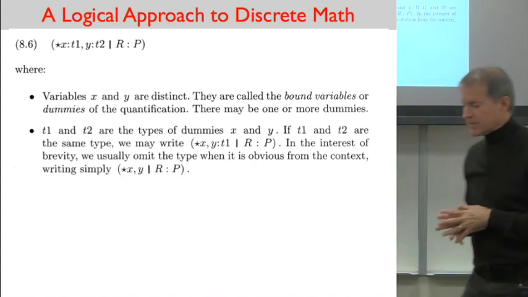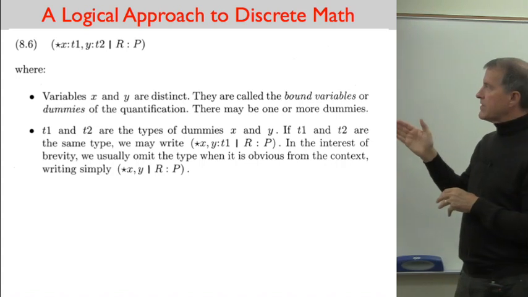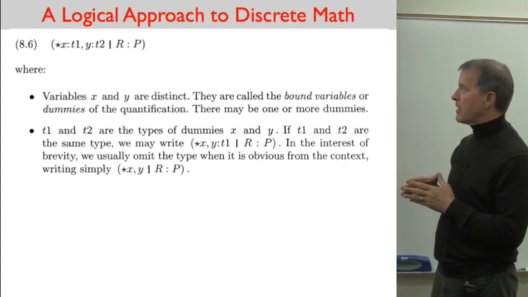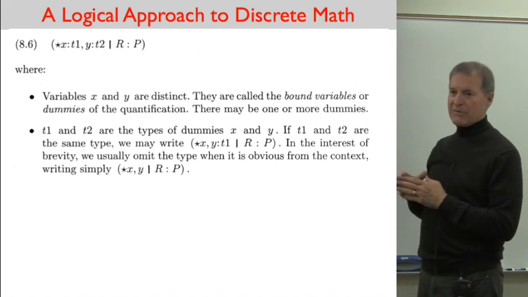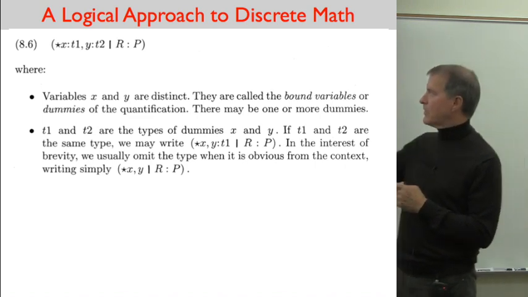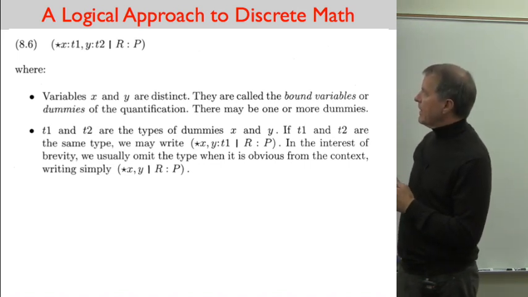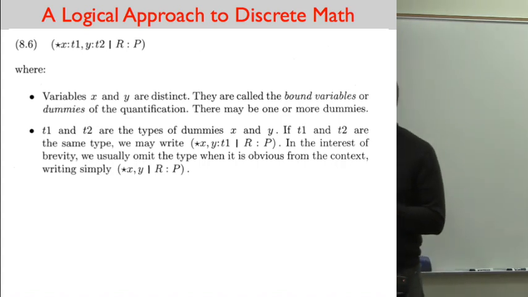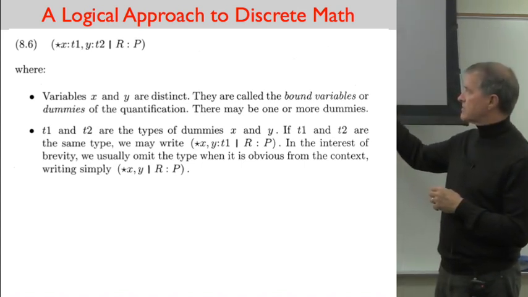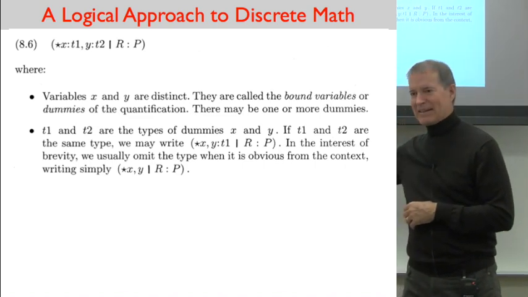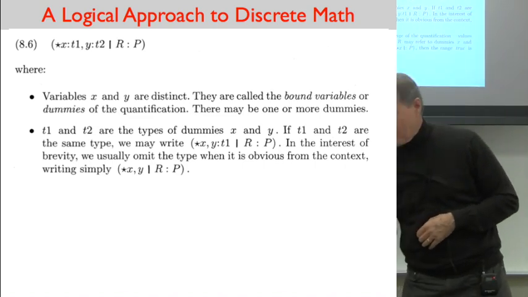Okay, next. If T1 and T2 are the types of dummies x and y, and they are the same type, then we might abbreviate, only having the type after one of them, but that means it applies to both of them. In the interest of brevity, we usually omit the type when it is obvious from the context, and that's what we did over here. We omitted it for brevity. Is everybody clear? We did have context over there because you're adding things. We knew that they weren't Booleans, right?